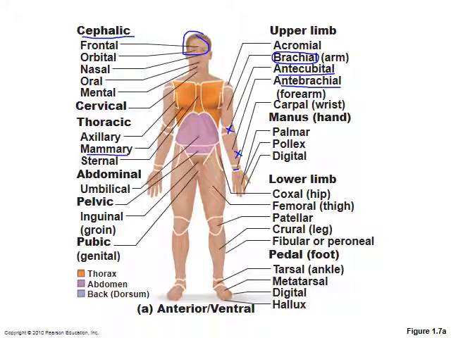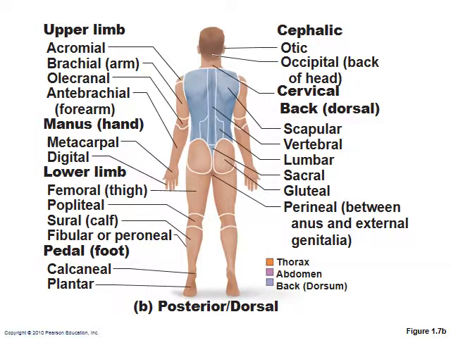Mammary obviously is going to be the breast area. Axillary, you may not know, that's the armpit area here. And so we have these for both anterior and then we have them for posterior. So this is your gluteal region. Your scapular region is where your scapula would be located, right here. So go ahead and look through these regional terms and make sure that you know them.